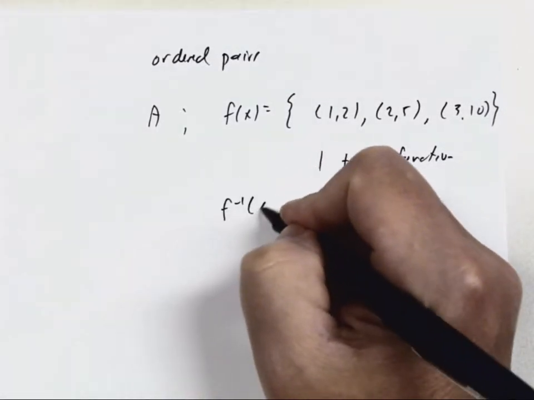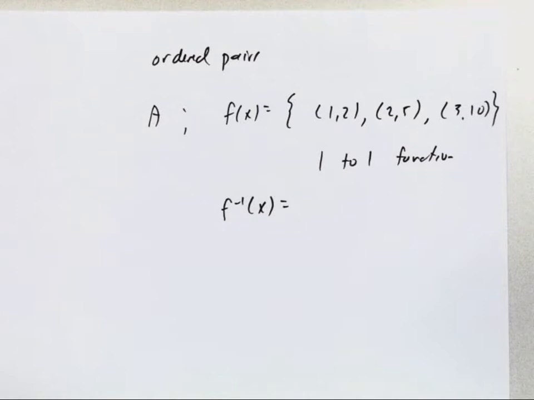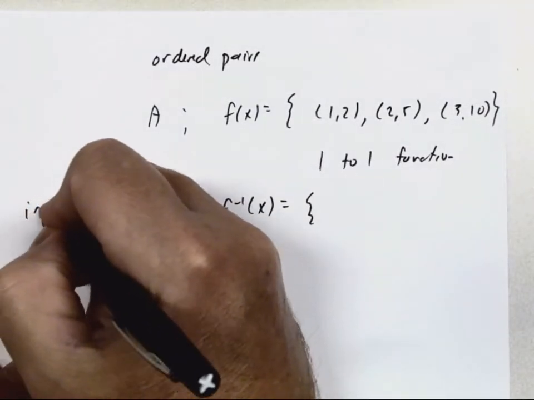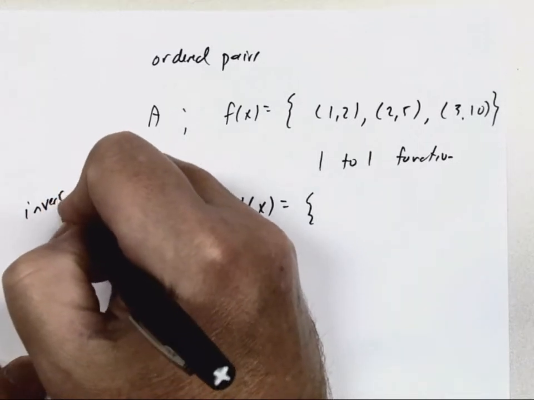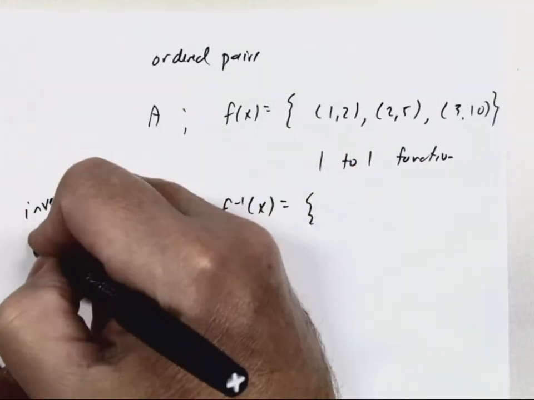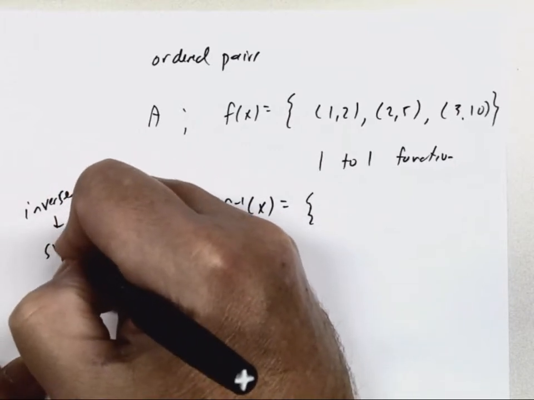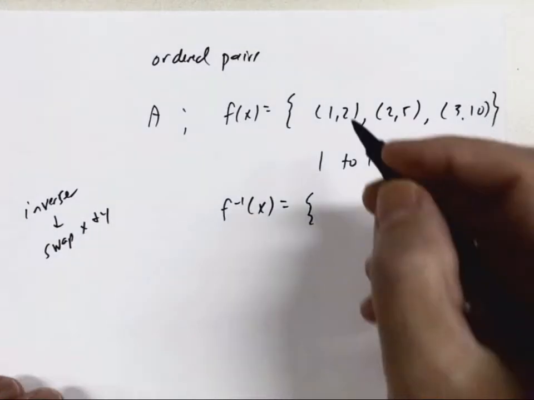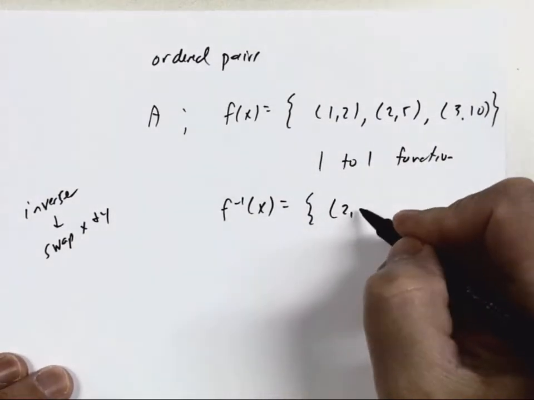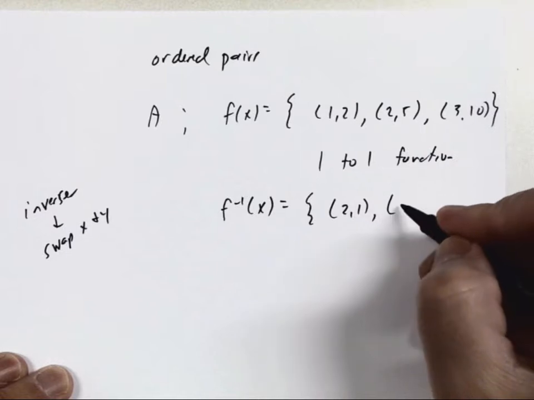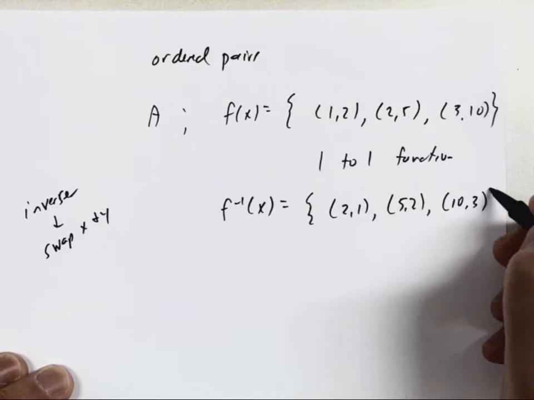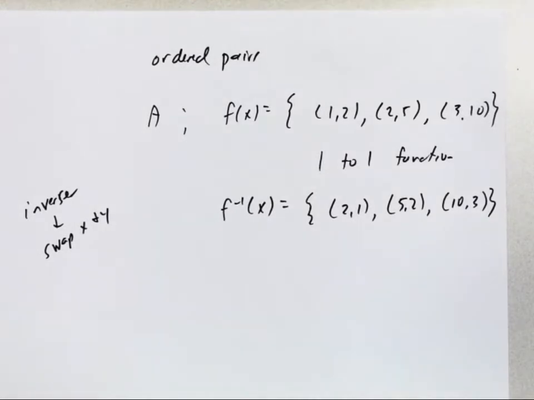So then they say, okay, please come up with the inverse function. Very simple. To get the inverse function of ordered pairs, you simply swap x and y. So (1, 2) becomes (2, 1). (2, 5) becomes (5, 2). (3, 10) becomes (10, 3). Very straightforward. That's all you have to do.